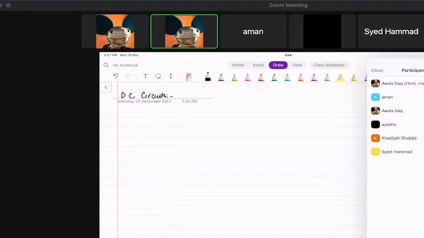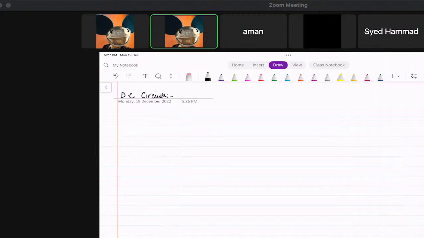So for DC circuits, we have Kirchhoff's laws first, and Kirchhoff has two basic laws. The first one is called Kirchhoff's first law. Usually it is also written as the current law.